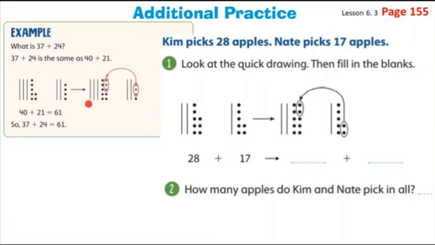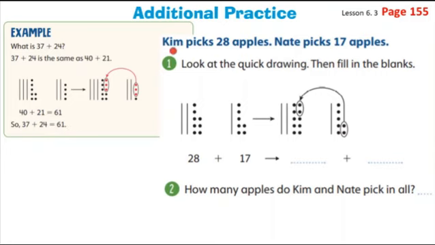We're going to regroup them. So if you notice, we're taking away 3 from here to make a 10. So we have 40 plus 10, 21. So 40 plus 21 is equal to 61. So therefore, 37 plus 24 is also equal to 61.